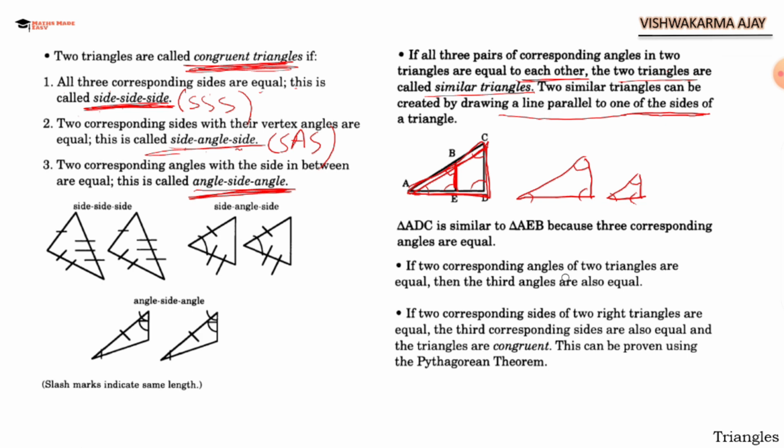If 2 corresponding angles of 2 triangles are equal, then the third angle is also equal. If 2 angles are equal, then the third is automatically going to be equal. If 2 corresponding sides of 2 right angle triangles are equal, the third corresponding side is also equal and the triangles are congruent. In case 2 sides are the same in 2 different triangles, the third side is definitely going to be the same, and that kind of triangles are called congruent triangles. This can be proven using the Pythagoras theorem.